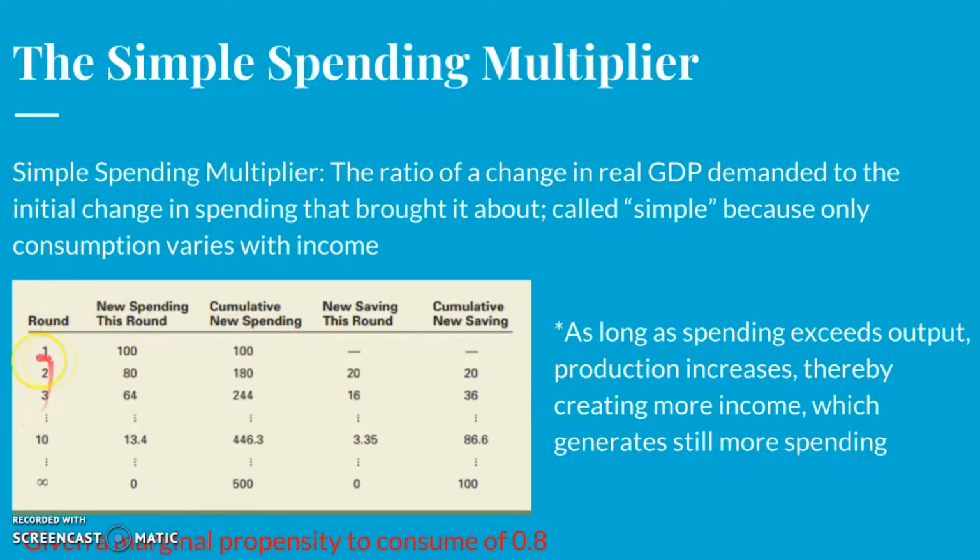There are the first 3 rounds, round 10, and then the cumulative effects on all the rounds. For example, in the chart, the new cumulative spending of an infinite number of rounds is $500 billion after a $100 billion initial increase of investment, given a marginal propensity to consume of 0.8.